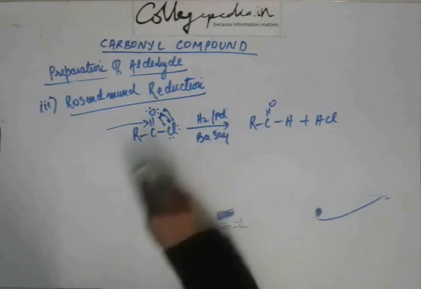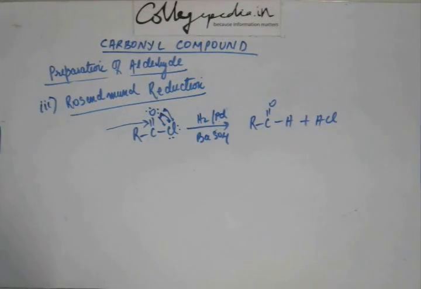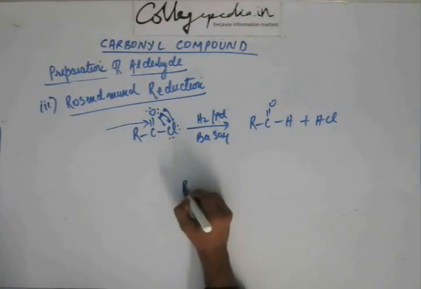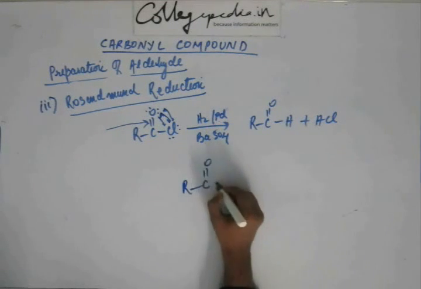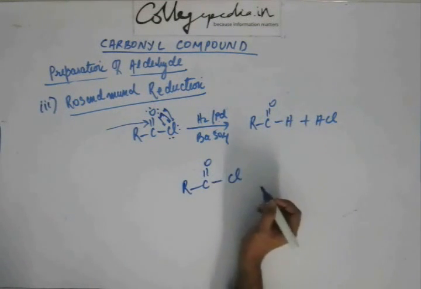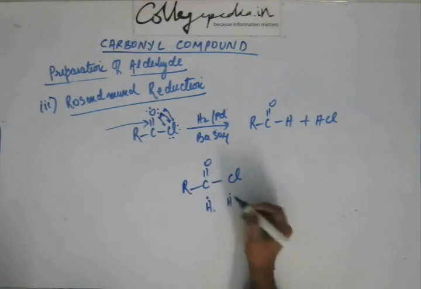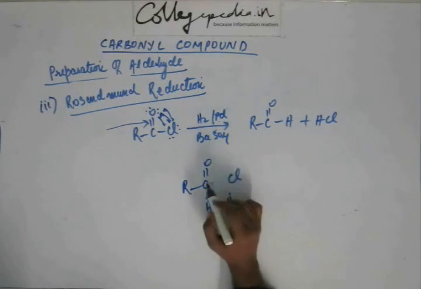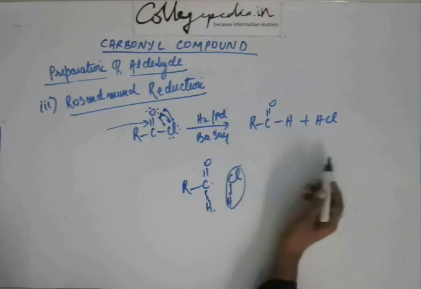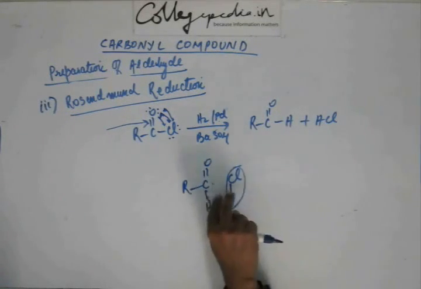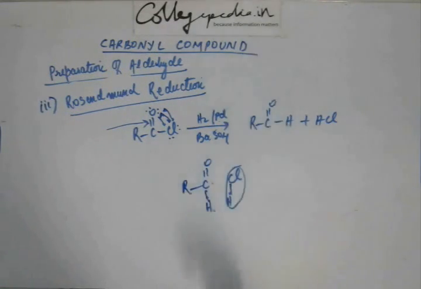So what has happened here is this bond is a weak bond. So under high pressure, the hydrogen's bond is going to break like this, and this bond is also going to break like this, and they're going to pair up like this. So this HCl goes away and this hydrogen comes in. This becomes an aldehyde. Clear?